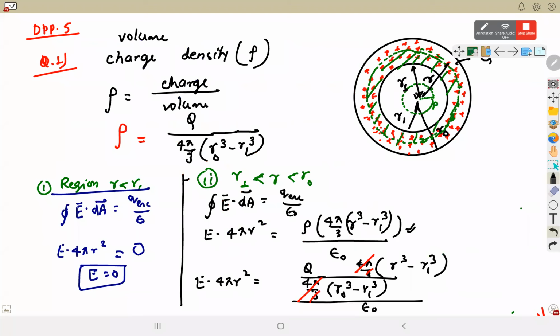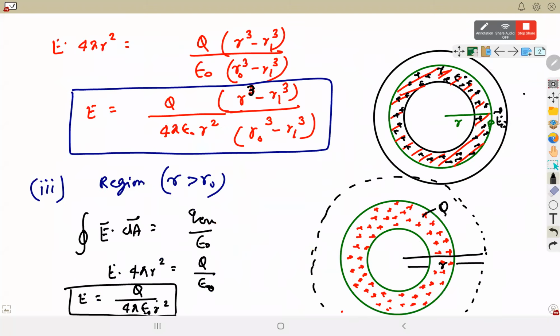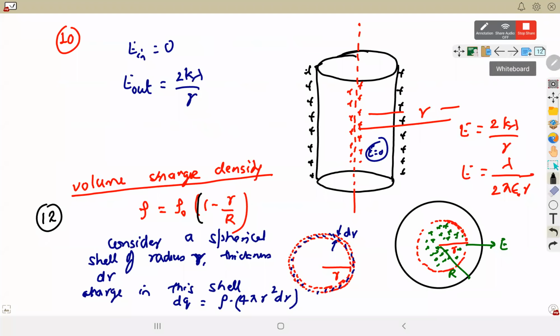Density is a function of small r. It is changing with small r. So because of that there will be a different charge in the different radius. We need to first consider a small spherical shell and then we will integrate this for the entire shell.